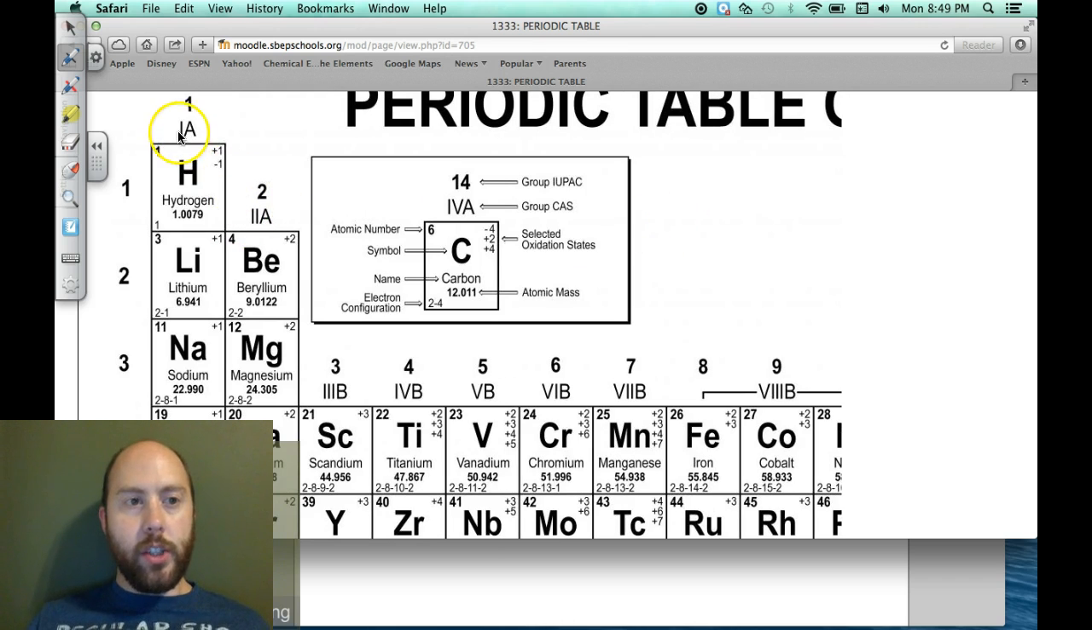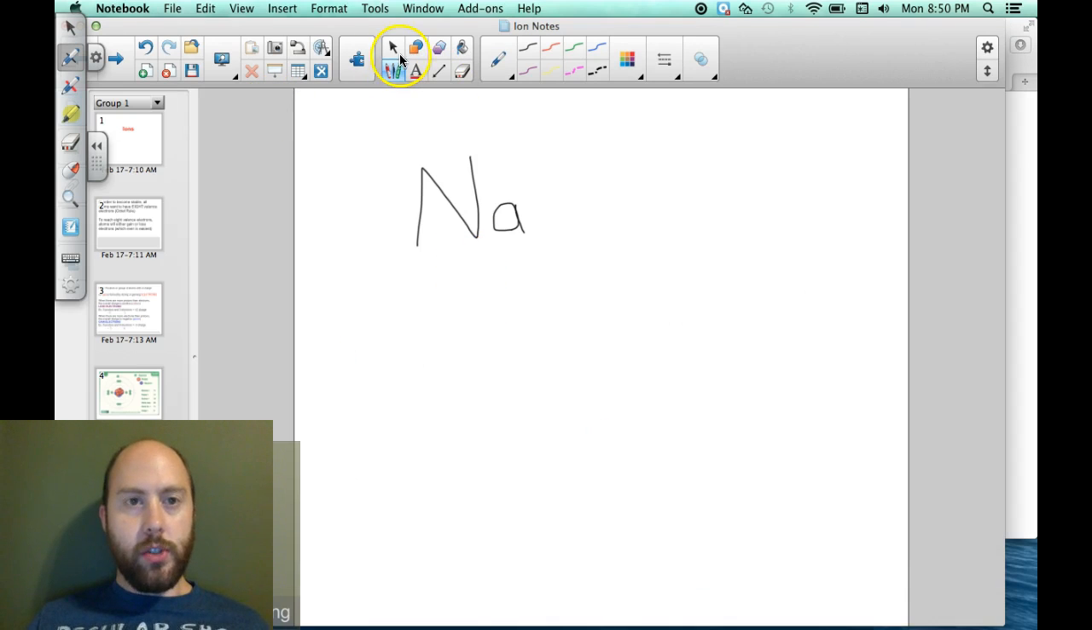The 1A and the 2A. This 1A, that number 1 tells you how many valence electrons there are. So when I draw this, in fact, every alkali metal and hydrogen will have 1 valence electron. So when I draw this, I'll put 1 dot. So that means it has 1 valence electron.